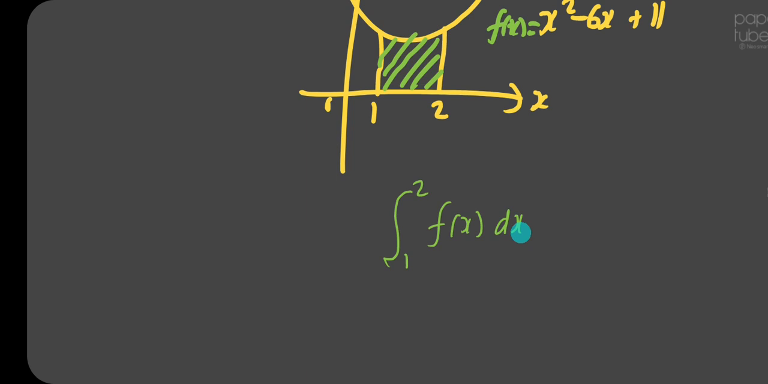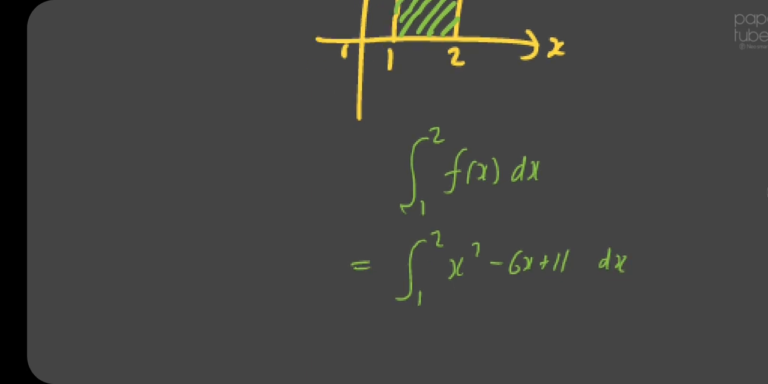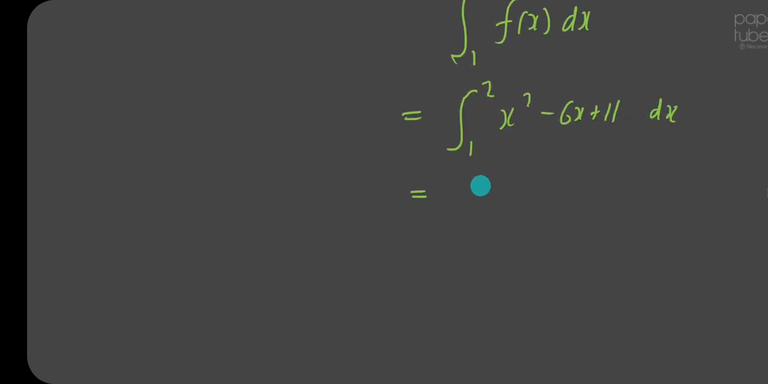Sure. So you'd write it as the integral of 2x squared minus 6x plus 11 dx, not forgetting the dx. You do the integral, which would be x squared would give you x cubed over 3, okay, minus 6x squared over 2 is 3x squared, plus 11x.